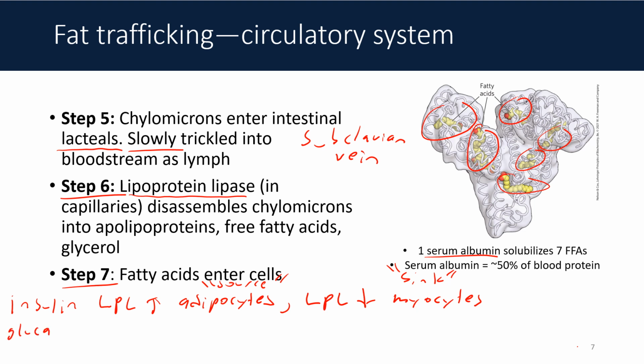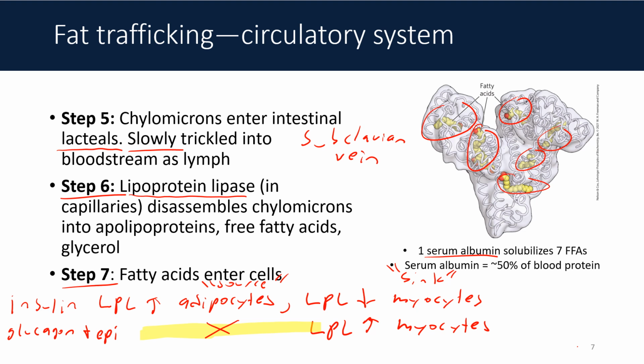So glucagon and epi are going to cause LPLs to rise near myocytes. And you might be wondering, well, do glucagon and epinephrine also decrease the production of LPLs near the adipocytes? And surprisingly, the answer is no, it does not. There's no significant alteration occurring there.